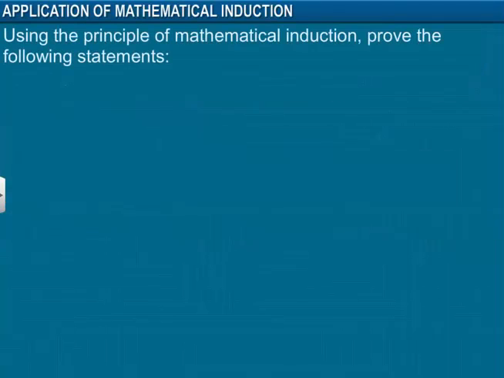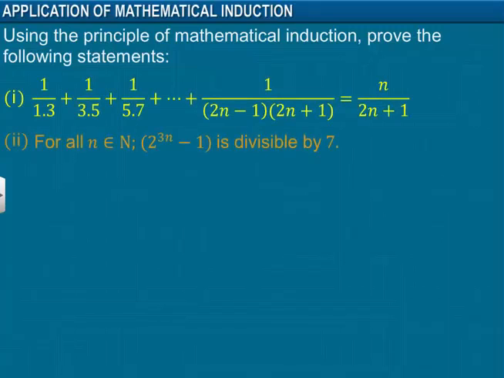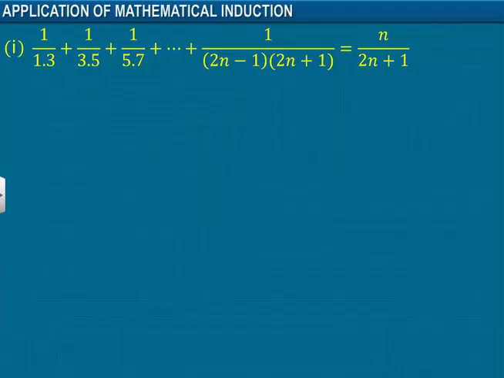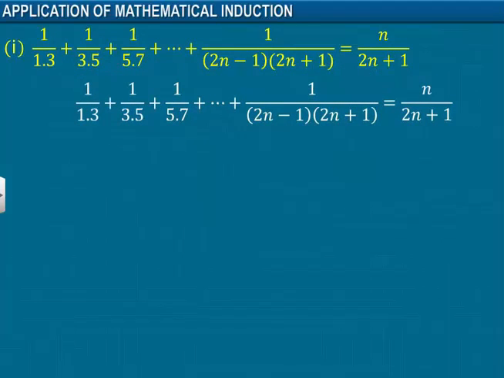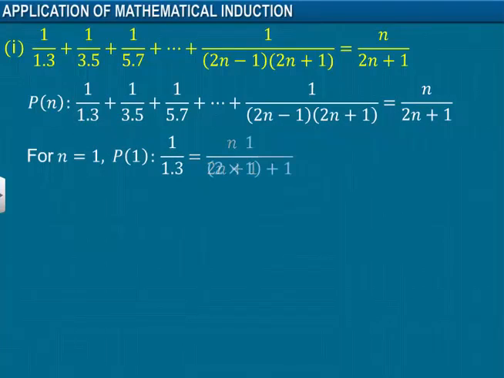Let's apply the principles to the following statements. Let's begin with the first statement. Let the given statement be P of n. Let's check the truth of the statement for n equal to 1. For n equal to 1, both sides of the statement are equal. Therefore, P of 1 is true.